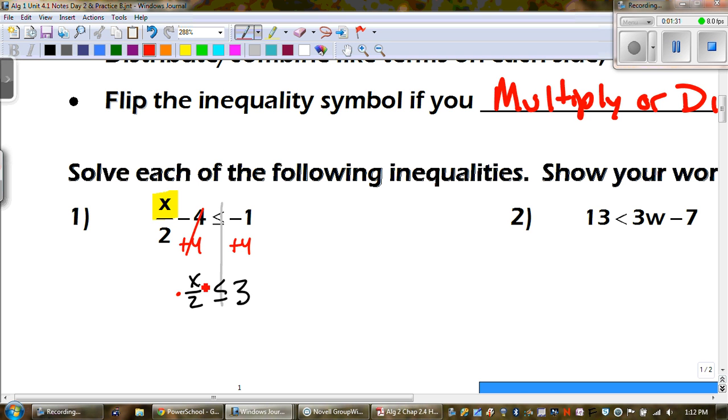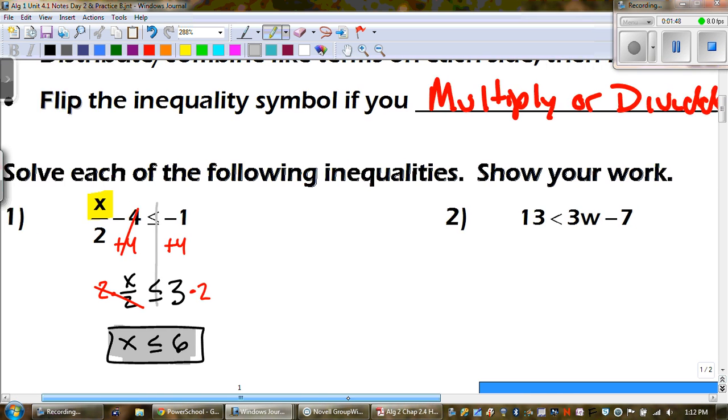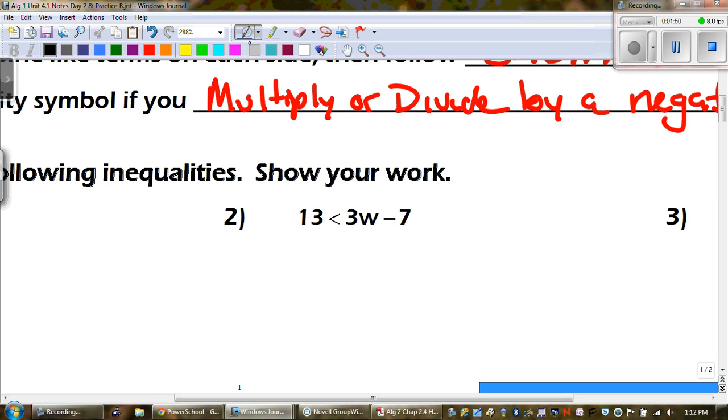To get the x all by itself, it's being divided. The opposite of division is multiplication. And when we're done, we get x is less than or equal to 3 times 2, or 6. Okay? And for these ones, we do not have to graph. Okay?